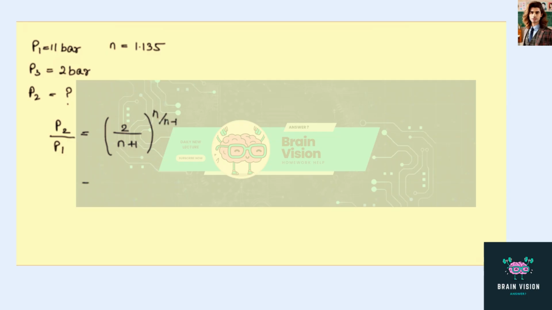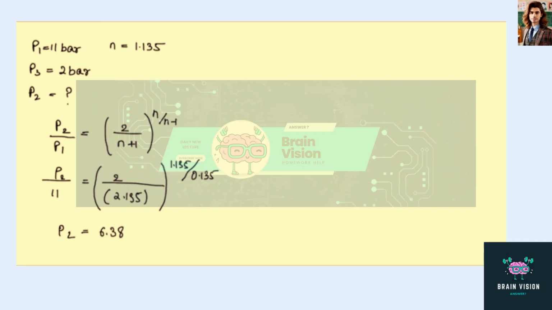So when we plug in the values, we get it to be equal to (2 divided by 2.135) raised to the power of N, that is 1.135 divided by N minus 1, which is equal to 0.135. And P1 here is 11. So we solve and get P2 to be equal to 6.38, and the unit will be here bar again.